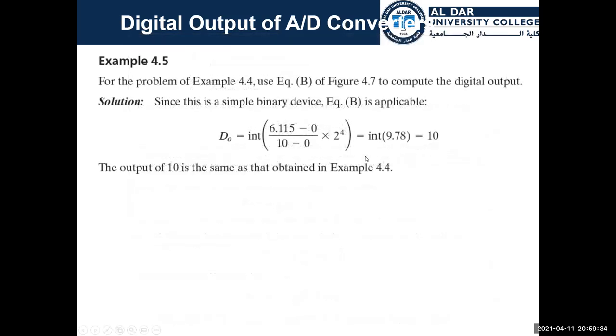And this is the calculation of the way that we calculated in the previous slide: 6.115 minus 0 over 10 minus 0 multiplied by 2 to the power 4 equals integer of 9.78 equals 10.